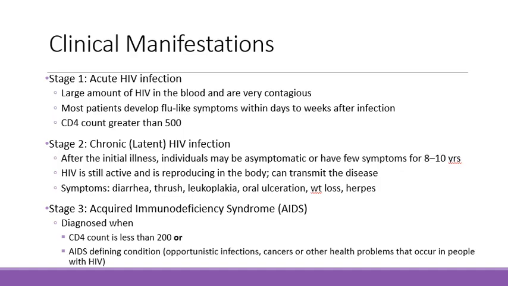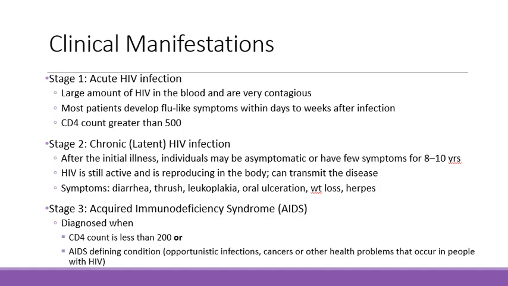Then we move to stage 2, which is the chronic or latent HIV infection. After the initial illness, individuals may be asymptomatic or have few symptoms for somewhere between 8 to 10 years. This varies widely. You could have symptoms much sooner, but you can certainly go almost a decade without any symptoms. The HIV is still active and it is reproducing in the body, and these individuals can transmit the disease.